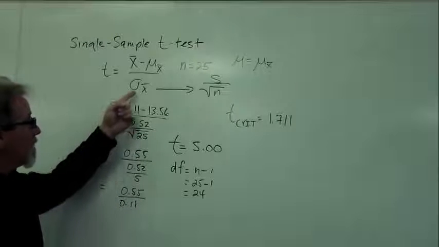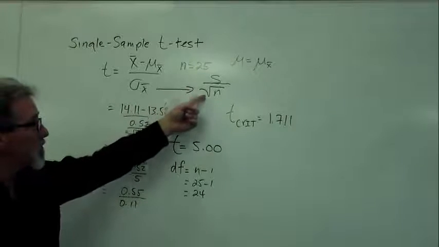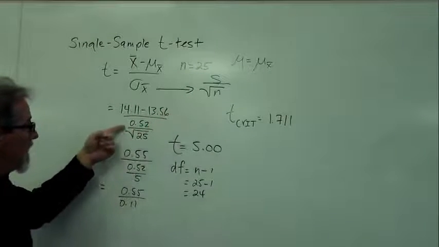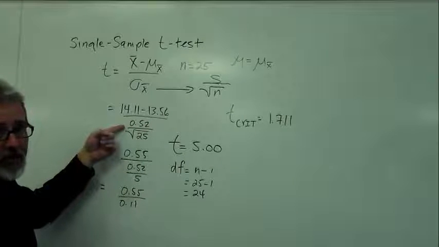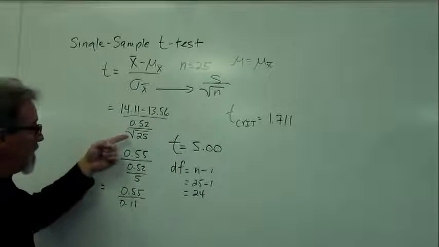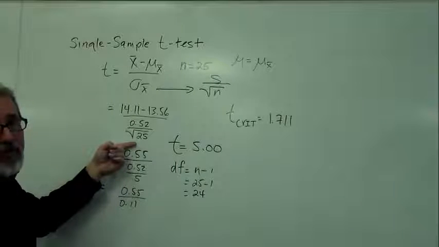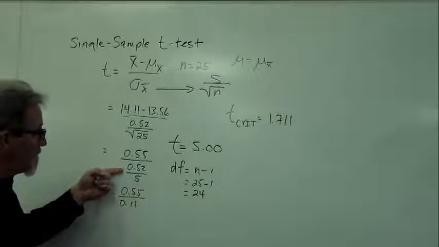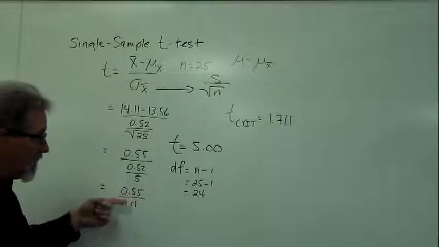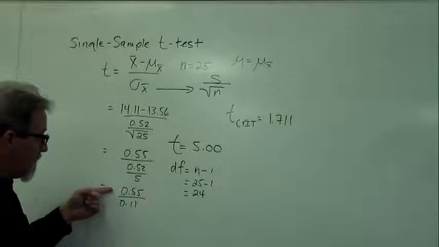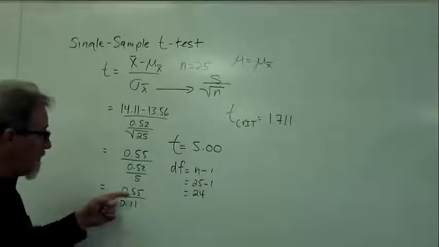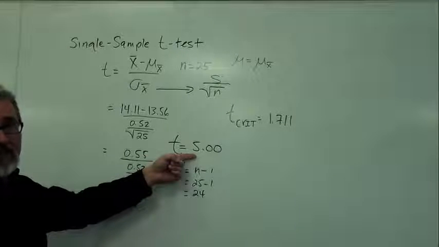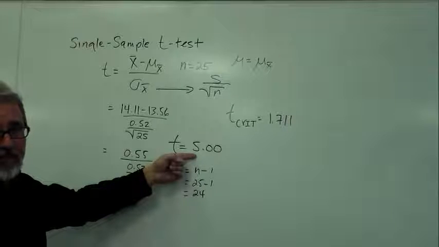Then we have, remember, the standard error is simply s over the square root of n. So we have s, which is given to you in the problem, 0.52, and the sample size is given to you, square root of n. So we do the math. The numerator is 0.55. We end up with 0.52 divided by 5, which is 0.11. 0.55 divided by 0.11 comes out to 5. So t, the t value, is 5.00.